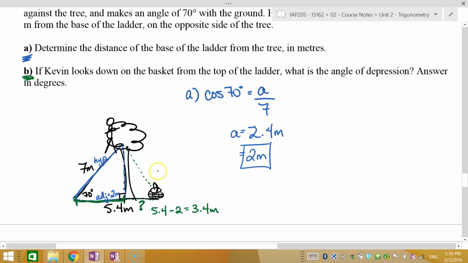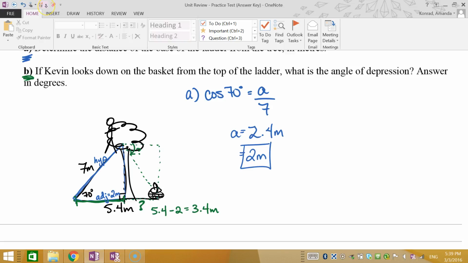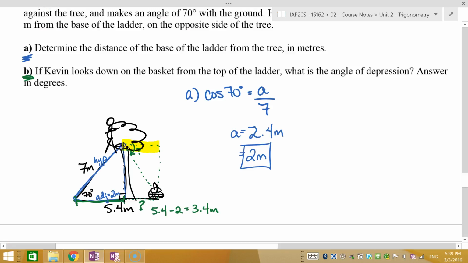Once I've done that, now I know something about my triangle, but the angle of depression is actually measured from the horizontal downwards. That's my final thing that I'm looking for. Well, if we look closely, and I'll use a highlighter just to kind of help us out, we have a rectangle, which means that these two triangles that are formed are actually identical. So my angle between the ground and the hypotenuse is going to be equal to my angle of depression.